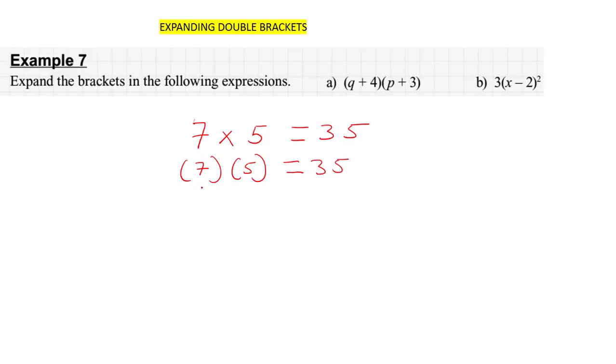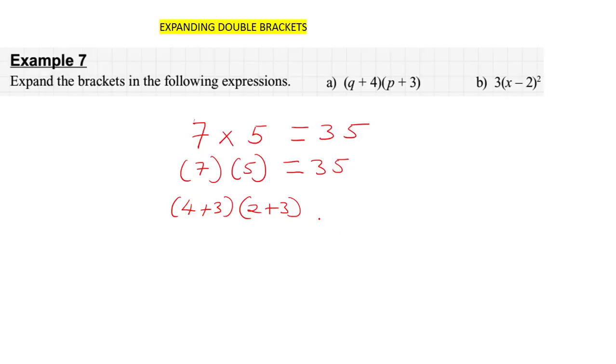Another thing I can do, this 7, I can write it as something else. I can write it as 4 plus 3, for example. And this 5, I can write as 2 plus 3, for example. Now it means that if I times these brackets together, I should simplify and get my answer. Because 4 plus 3 is 7, and then 2 plus 3 is 5. If you times them together, I should get what?